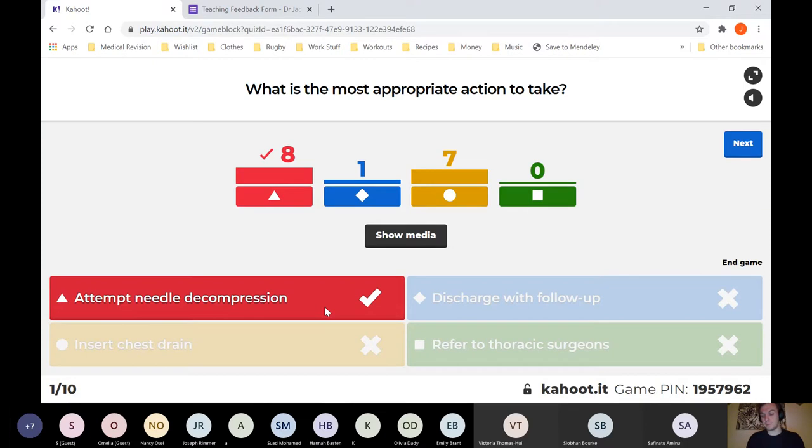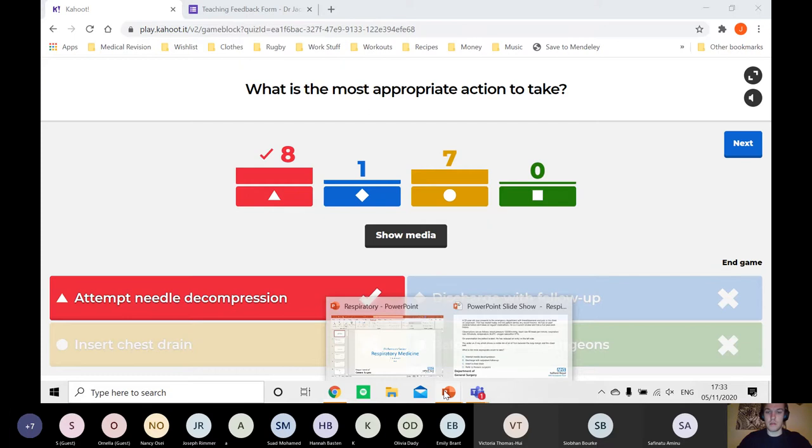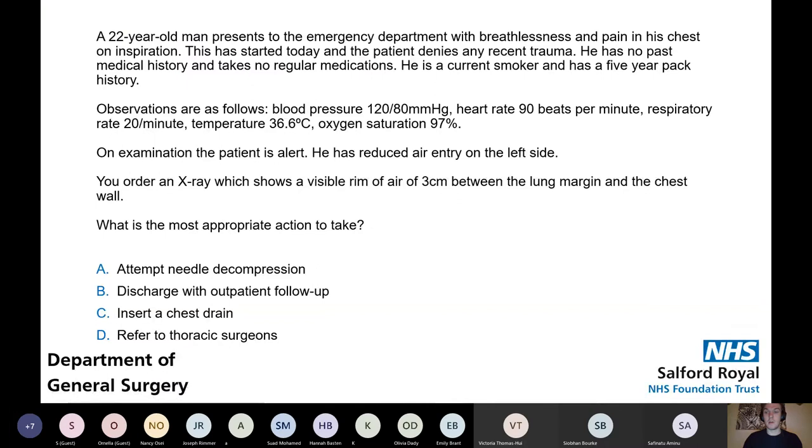What we need to do is work out what kind of pneumothorax it is and then how we move from there. With pneumothorax, you look at it in two different ways: is it primary or is it secondary? What we mean by that is, has it happened without any underlying disease? A primary pneumothorax is something that happens in a fit and healthy individual. A secondary pneumothorax is in somebody that has underlying lung disease. This is a 22-year-old man. He's got a bit of a smoking history, but he doesn't have a diagnosis of COPD. He doesn't have any history of lung disease. So this is a primary pneumothorax.